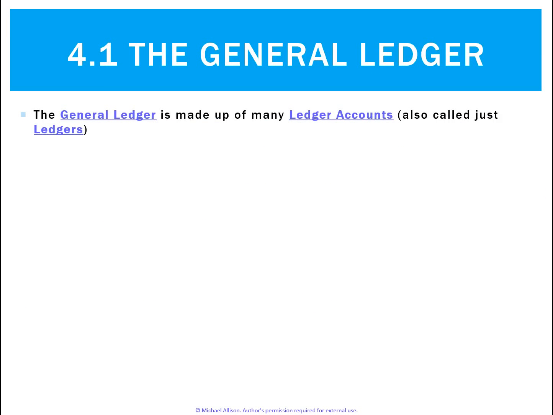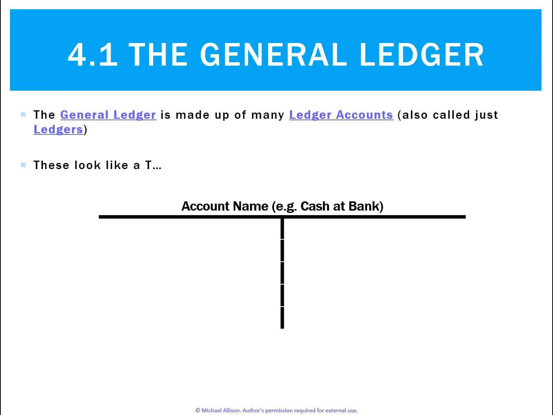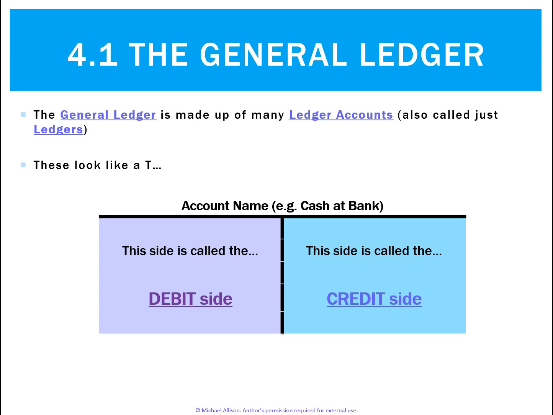Well, first of all, to learn that, we need to figure out what a ledger account is, or just a ledger. It looks like a big T, and it's got a left side and a right side, and we write the name of the account at the top, e.g. cash at bank. The side on the left is called the debit side, and the side on the right is called the credit side.